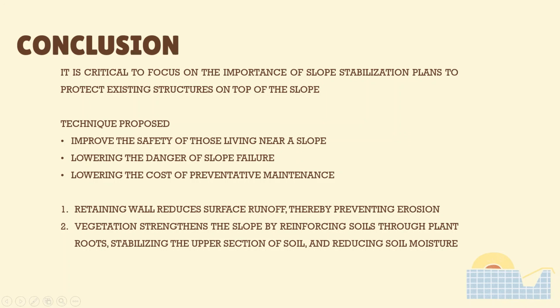A retaining wall reduces surface runoff, which reduces the speed of water traveling, thereby preventing erosion. Meanwhile, the use of vegetation strengthens the slope by reinforcing the soil through plant roots, which stabilize the upper section of the soil. In addition, it reduces soil moisture through precipitation and transpiration interception.